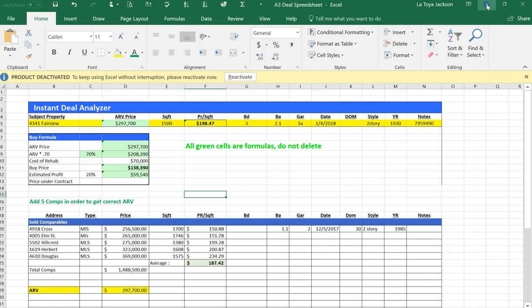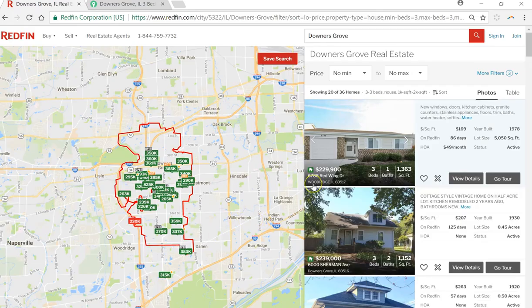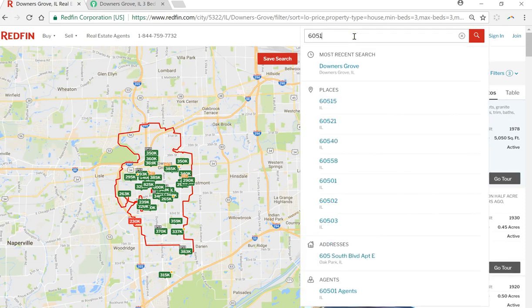Now, I have these comps here, and I'm going to go ahead and show you guys how I came up with these comps. So when we go back to redfin.com, you have to understand how to find the comps. So the first thing is, I'm looking for a property in Dallas Grove. So my zip code is 60515.